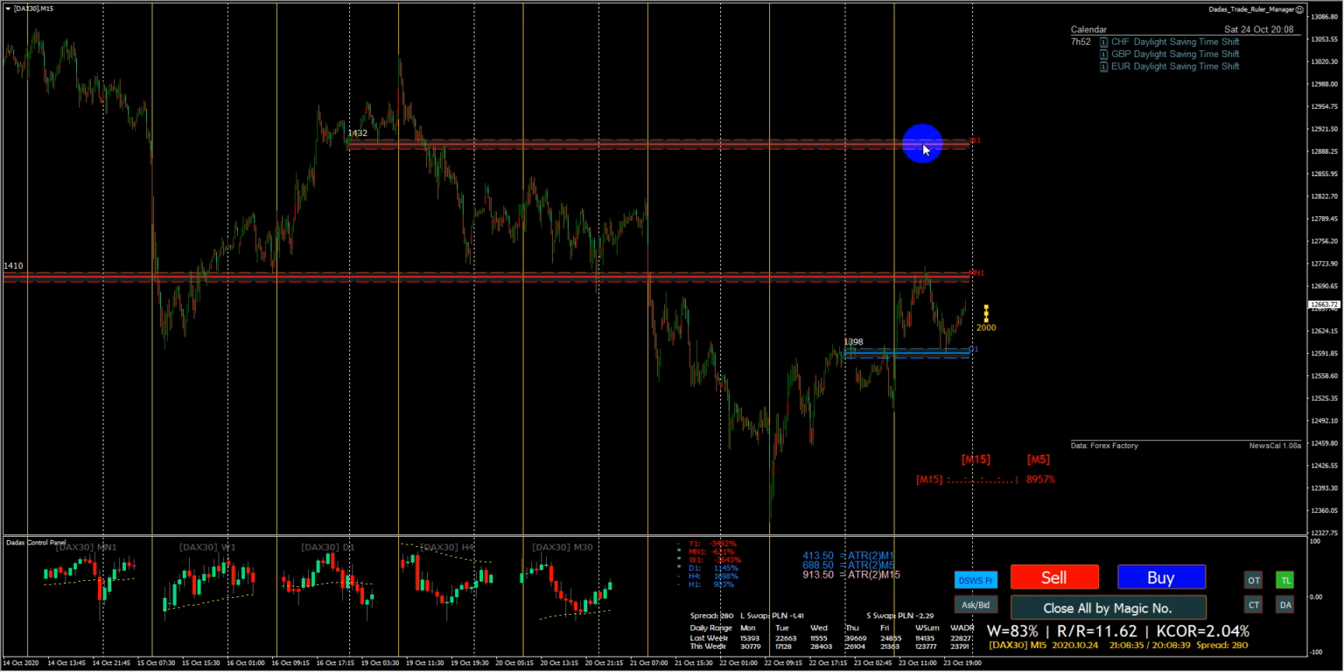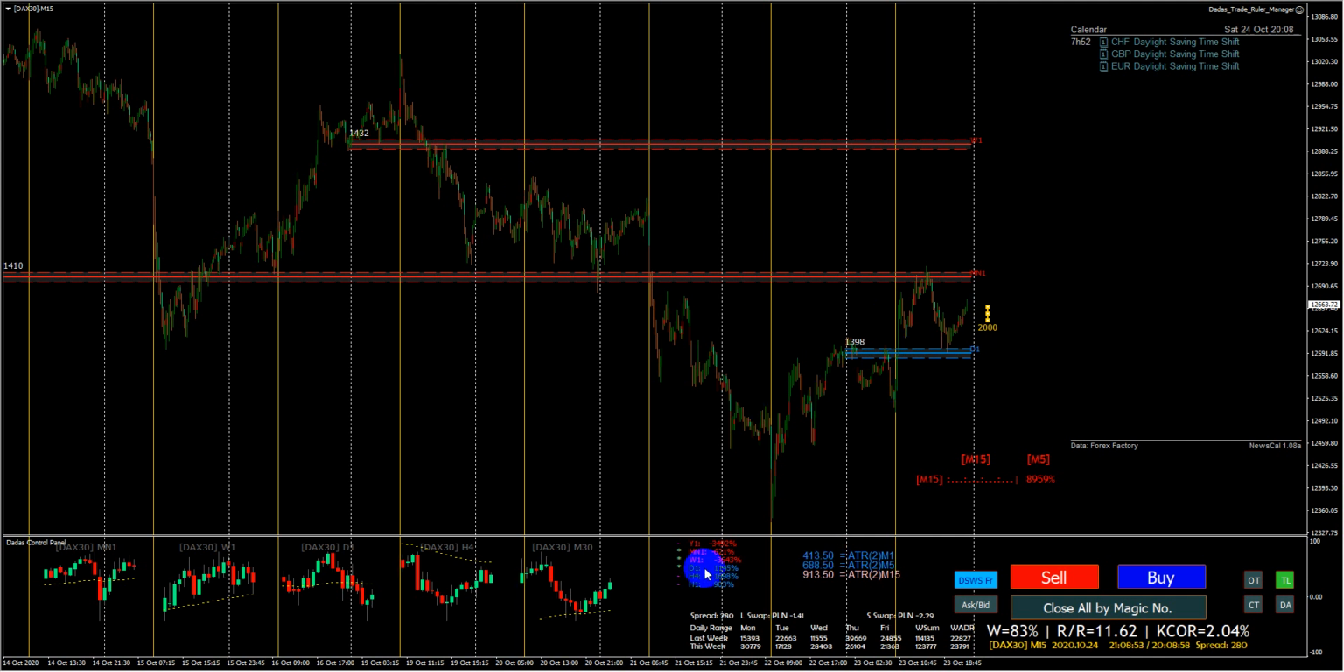This is the weekly pivot, Dada's weekly pivot, of course. And we see that in the beginning of the week, that's what we had. We had the Dada's monthly pivot, and of course we had those daily pivots, but they are not important at this moment.